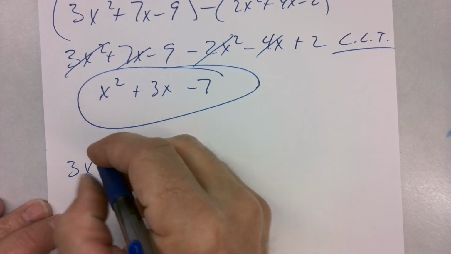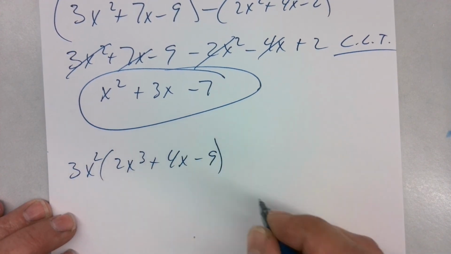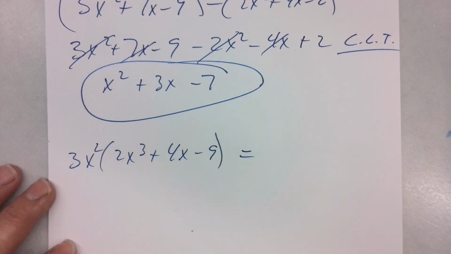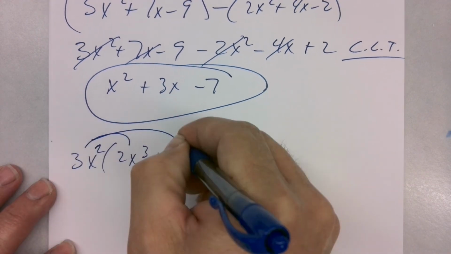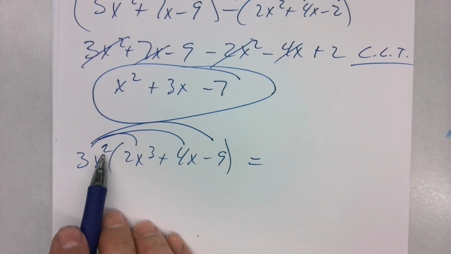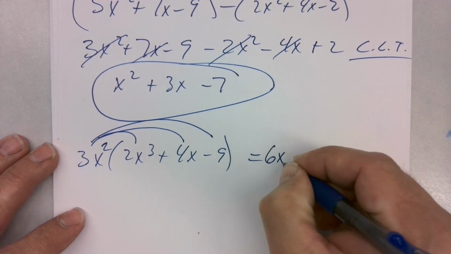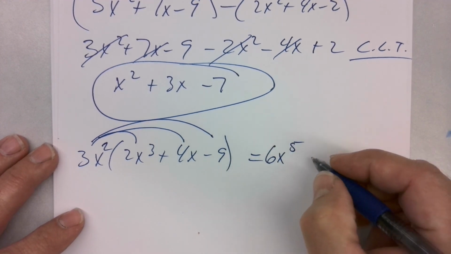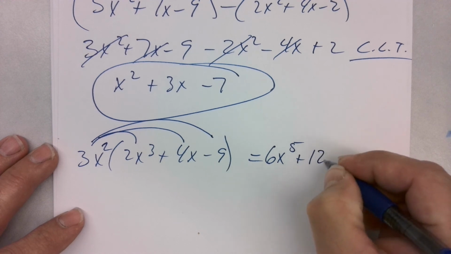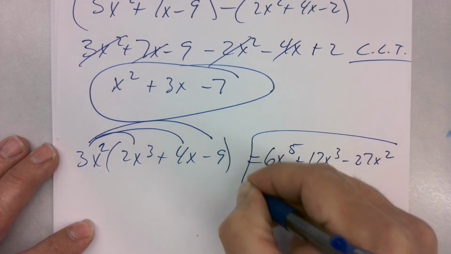So let's say I got 3x squared times 2x cubed plus 4x minus 9. What am I going to do there? I'm going to distribute, right? Remember, when I do that, what do I do with my exponents? I add them. So what am I going to get out here? 6x to the 5th plus 12x to the 3rd minus 27x squared. Just like that.